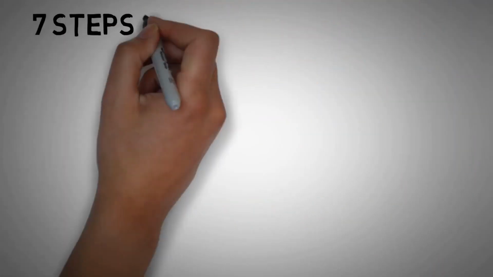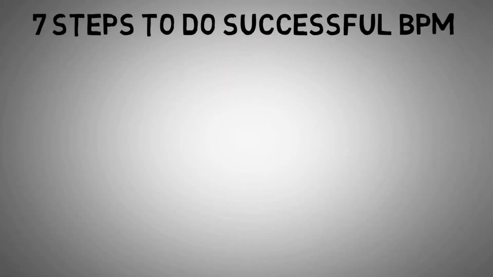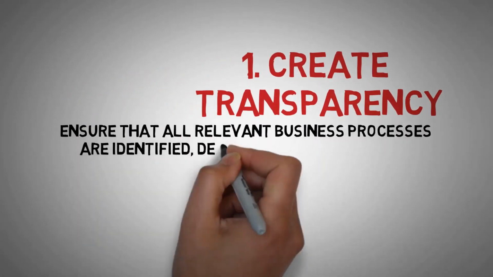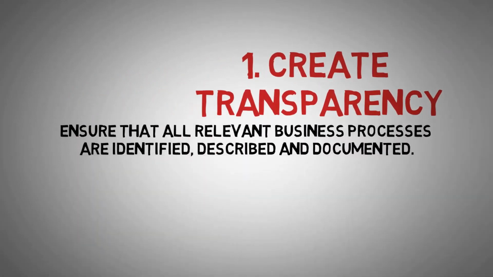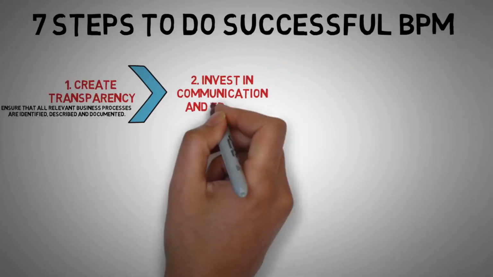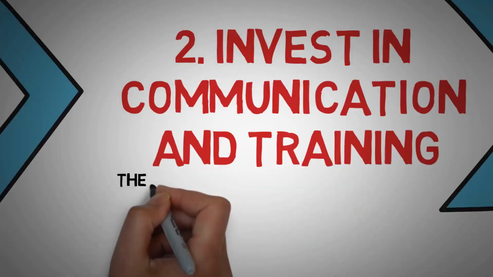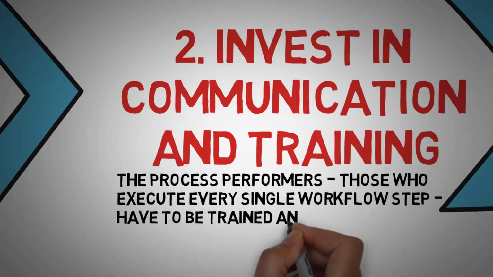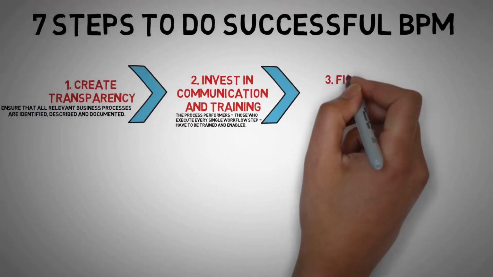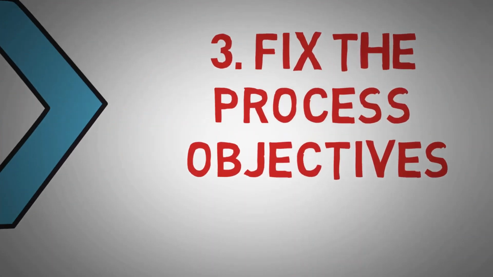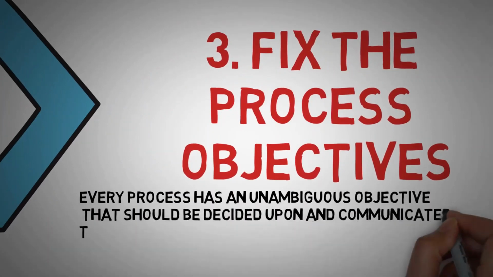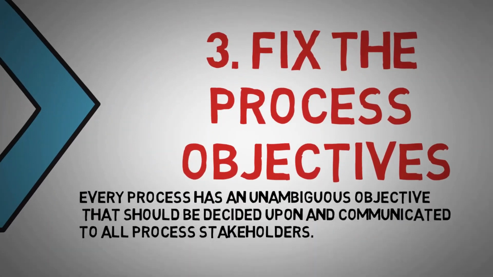7 steps to do successful business process management. 1. Create transparency. Ensure that all relevant business processes are identified, described, and documented. 2. Invest in communication and training. The process performers, those who execute every single workflow step, have to be trained and enabled. 3. Fix the process objectives. Every process has an unambiguous objective that should be decided upon and communicated to all process stakeholders.